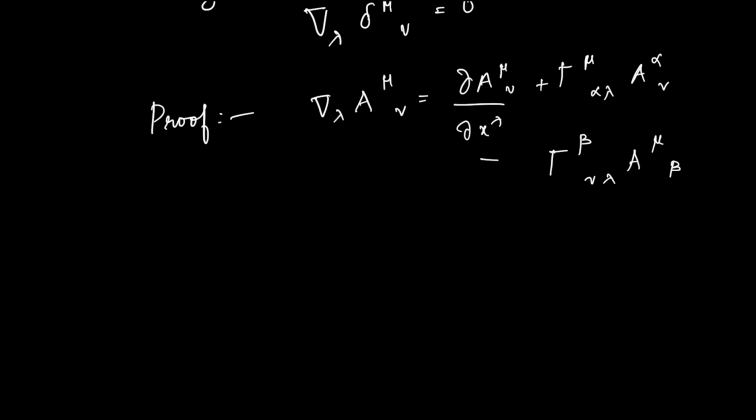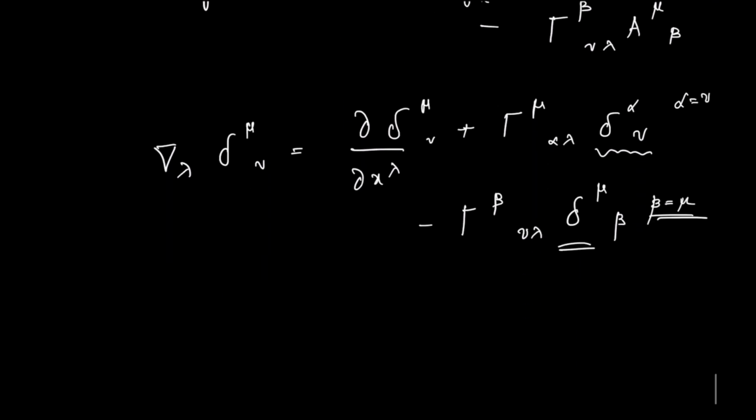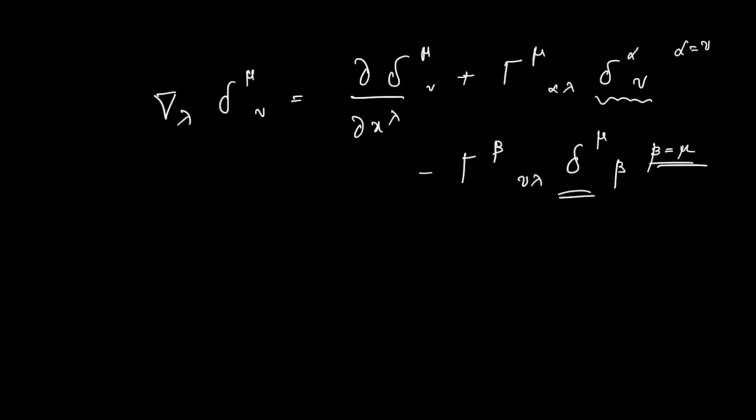Now I have to substitute the Kronecker tensor. So the covariant derivative of the Kronecker tensor delta mu nu is equal to the partial derivative with respect to x lambda of the Kronecker tensor plus Christoffel symbol mu alpha lambda times Kronecker tensor alpha nu minus Christoffel symbol beta nu lambda times Kronecker tensor mu beta. Here this term will survive only if alpha is equal to nu, and this will survive only if beta is equal to mu, right? So I have to substitute alpha equal to nu and beta equal to mu.